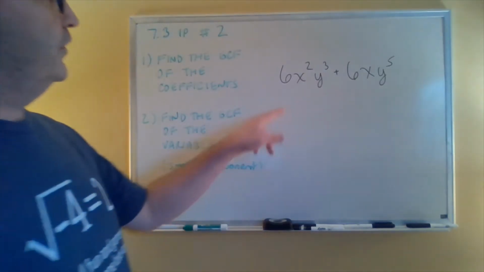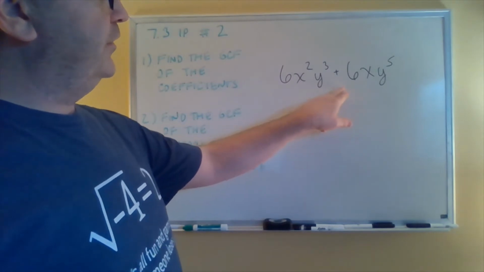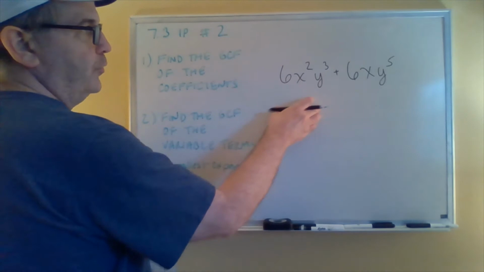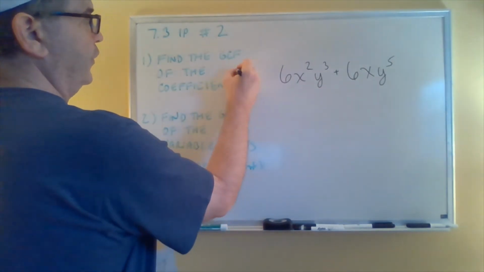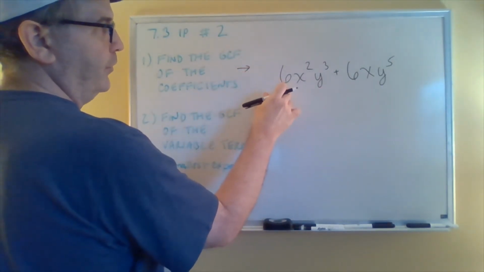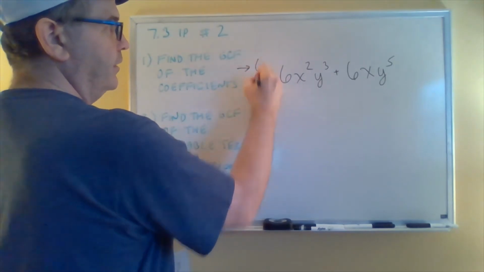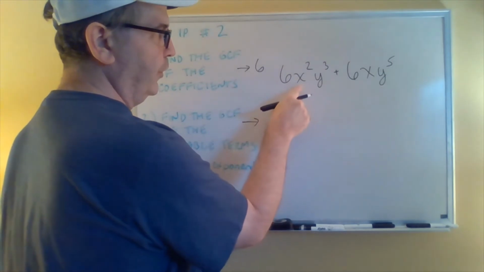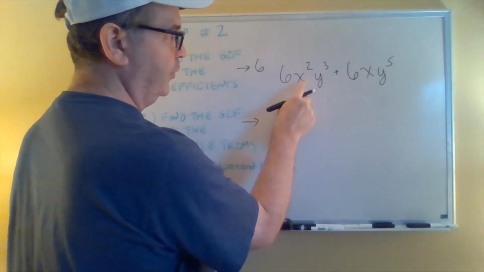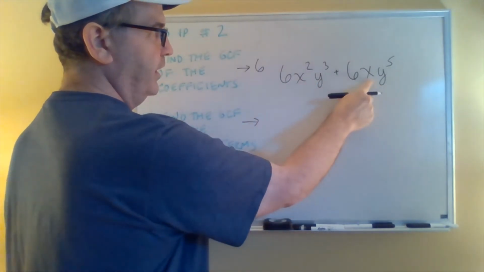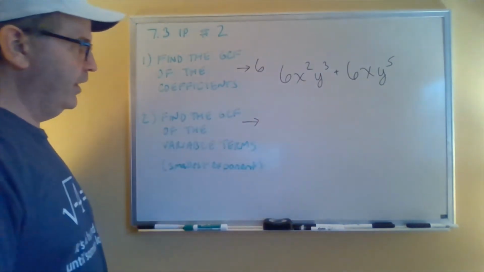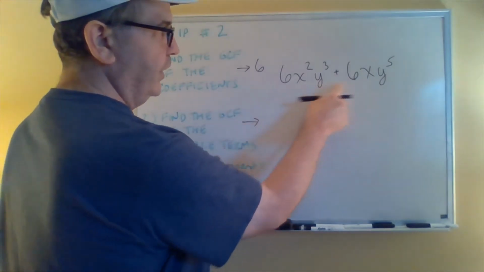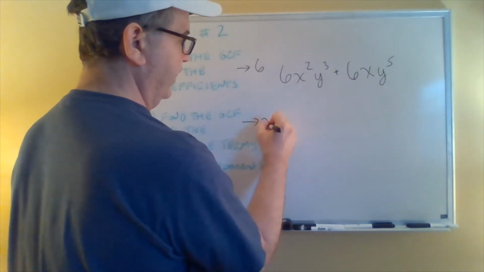Number 2 is 6x squared y cubed plus 6x y to the 5th. So we define the greatest common factor and pull that out of this expression. First, the coefficients. Well, obviously, the greatest common factor of 6 and 6 is going to be 6. Now we need to find the greatest common factor of our variable terms. We'll start with x. We make sure it's present in both terms. It is. We have an x squared here and an x here. And when we're looking for that greatest common factor of the variable terms, we're looking for the one with the smallest exponent. So that would be this one here with just the x.